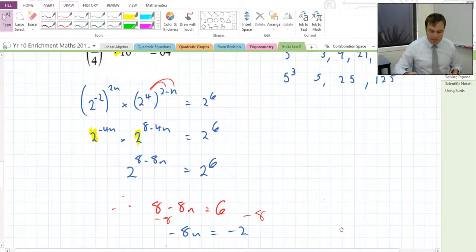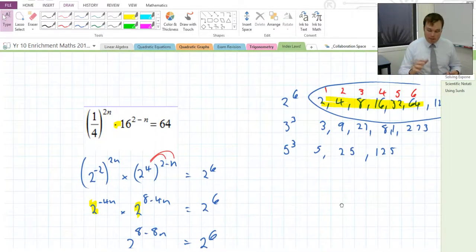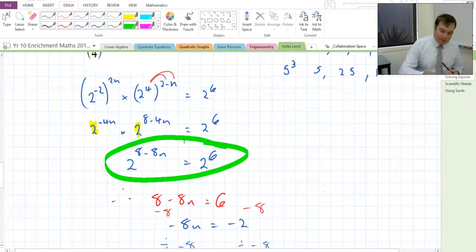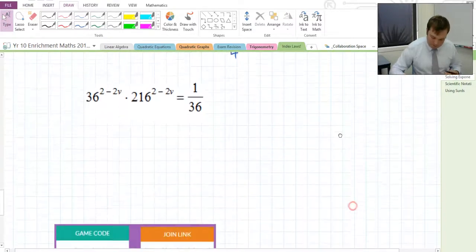Alright, so once again, do some algebraic manipulation. You need to get quick at this in order to get the base the same. Simplify to this stage, then equate powers. Alright, last one.